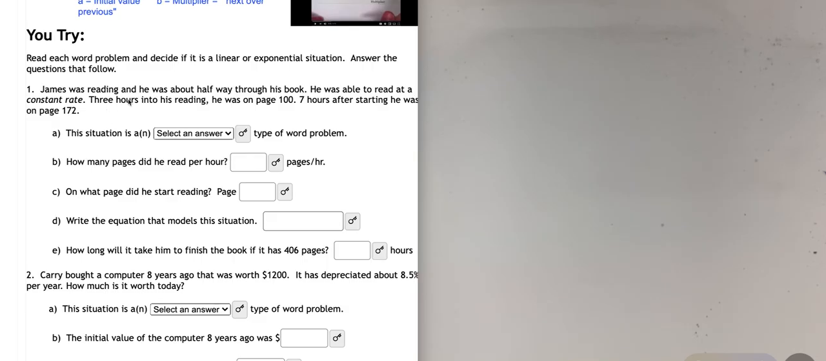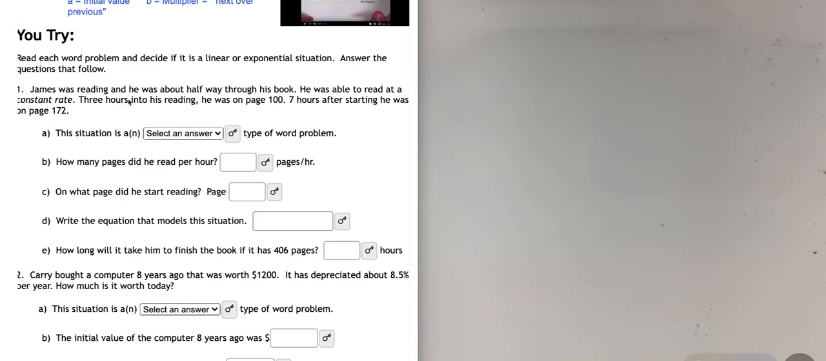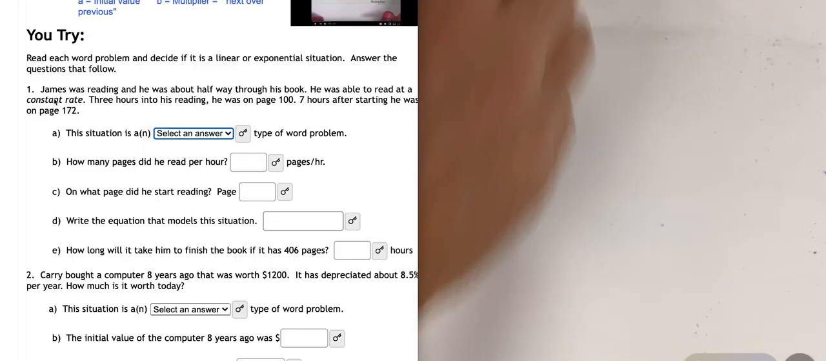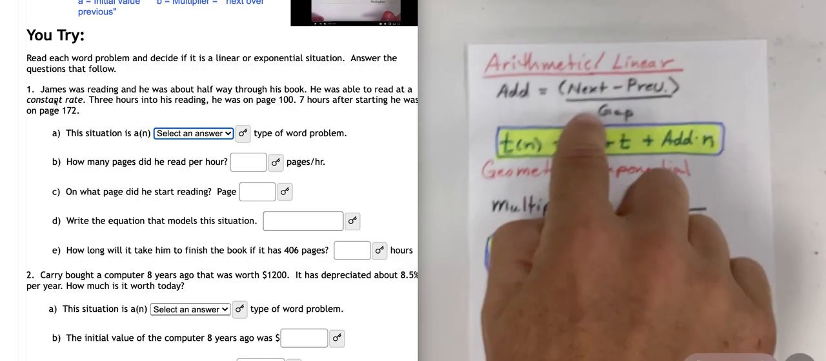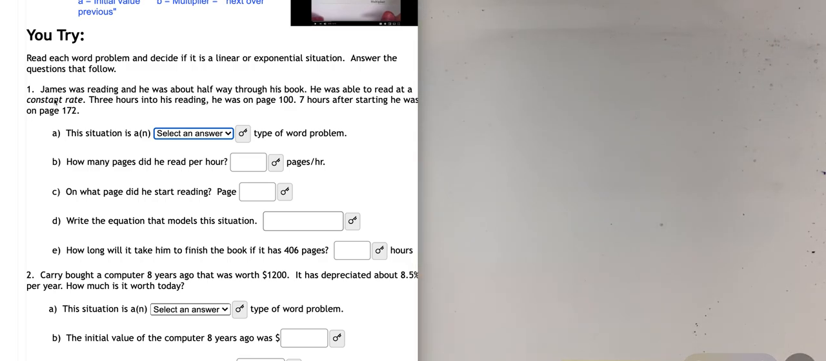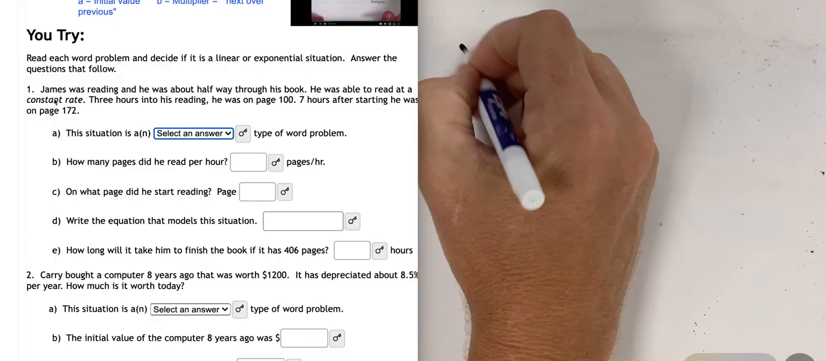On question number 1, it talks about James reading and being about halfway through his book. He was able to read at a constant rate. Well, right there, that's our tip-off that this is going to be a linear question. Once you recognize that it's a constant rate, we're looking for some kind of adding amount. But before we do any word problem like this, you want to take the information and put it into a table. So just create your own little XY table like this.